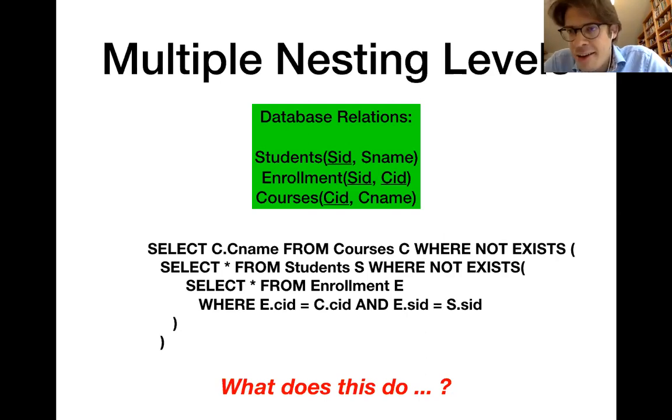And clearly, the exists keyword tests whether the result of a subquery is non-empty. Not exists essentially tests whether the result of a subquery is empty, and it is true only in that case.